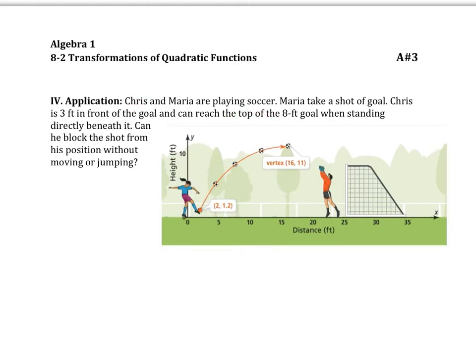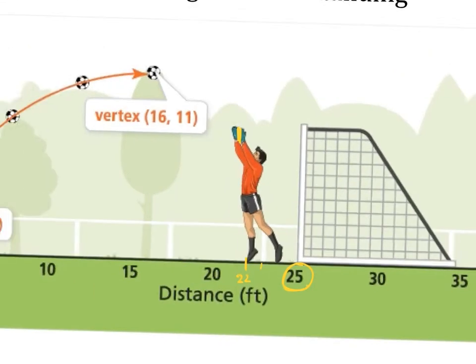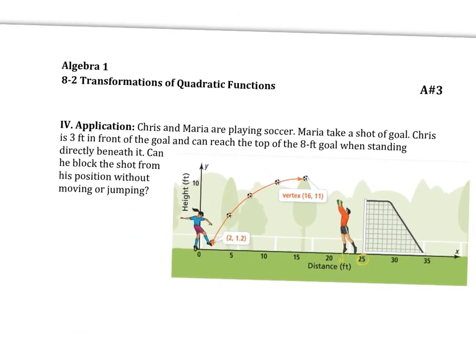So Chris and Maria are playing soccer. Maria takes a shot at the goal. All right, so Chris is 3 feet in front. Just to make note, clearly we see that the goal is at the 25. So if he's in front, his hands are at 22.